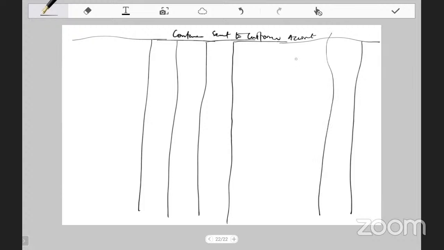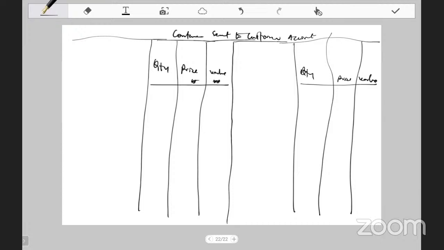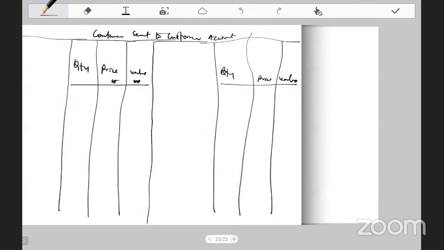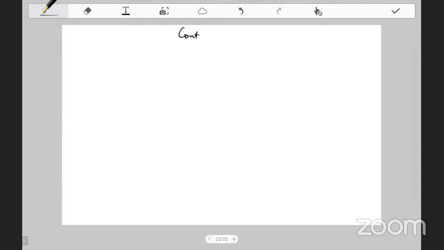Then we have the third ledger. I have this as quantity, price, and value. Then we have the third ledger, container suspense account. So I hope this room will not disrupt my internet.